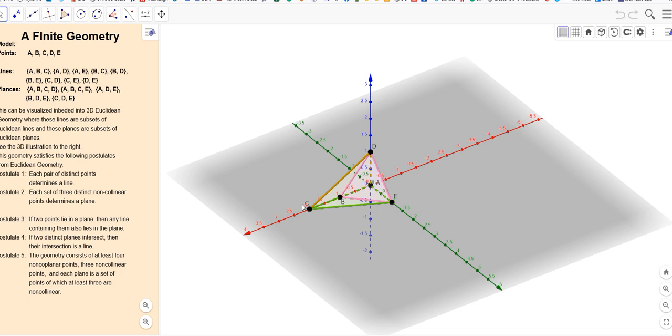Notice the points A, B, C are all on the same line. AD is a line. AE, A and E is a line, and so forth. BE is a line. BD is a line.